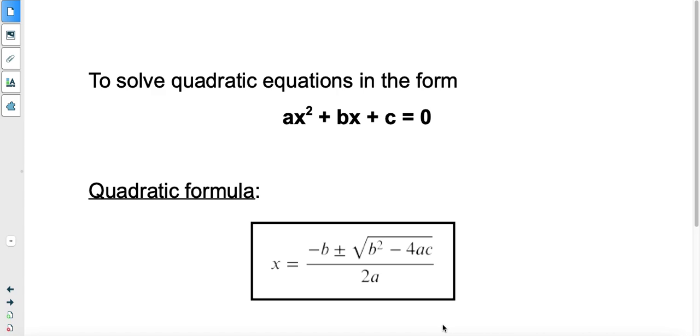It tells you if you want to solve a quadratic equation in the form ax squared plus bx plus c is equal to 0, then the solution to this equation is x is equal to negative b plus or minus the square root of b squared minus 4ac all divided by 2a. A is your number in front of x squared here, b is your number in front of x, and c is the number by itself.